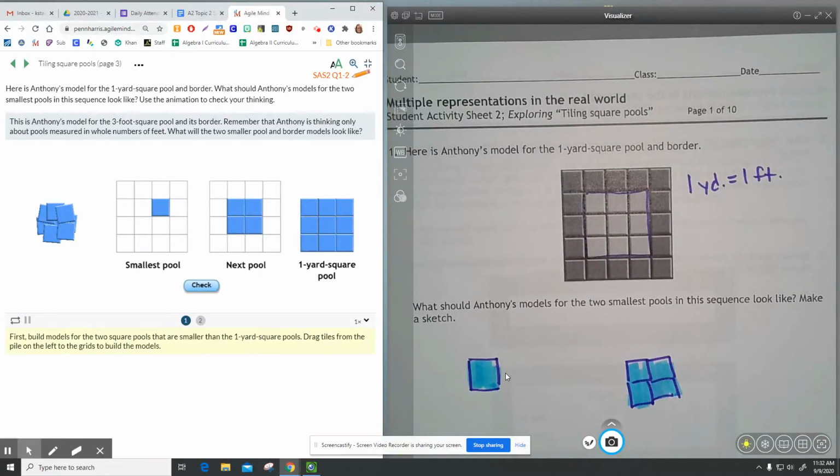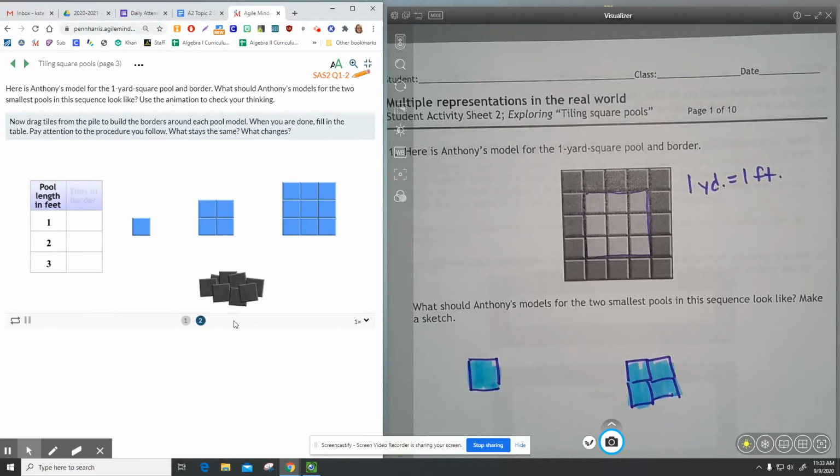Okay, so hopefully you guys have your pools drawn now. So again, this is what if it was just a one foot pool, if it was a 2-foot pool, and then we have the 3-foot pool over here. But we need to put the tiles around them too. So let's see how we would go ahead and plan this out.